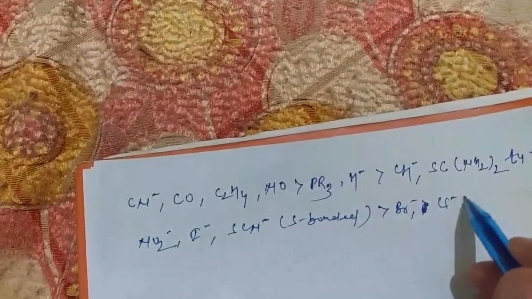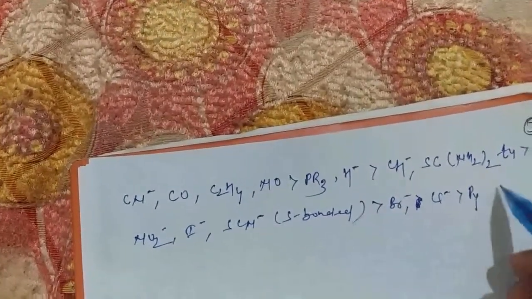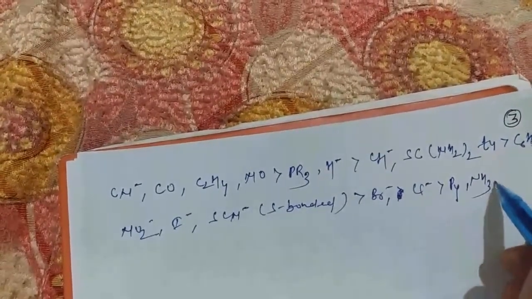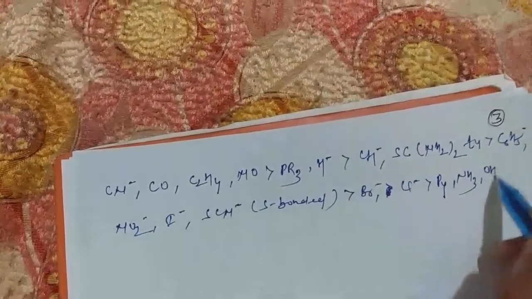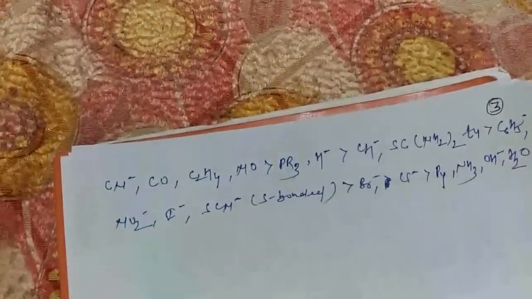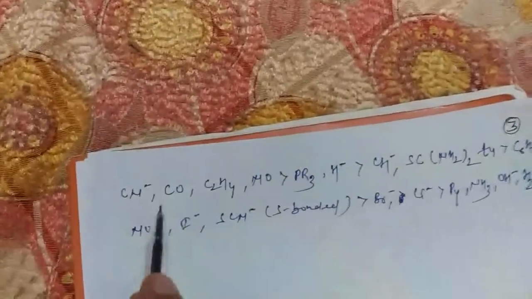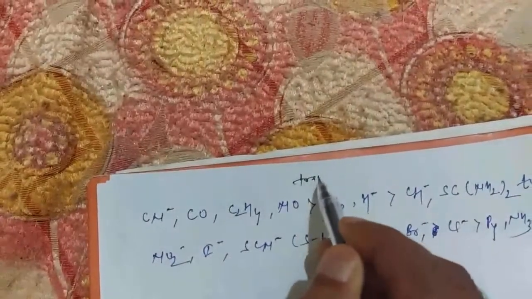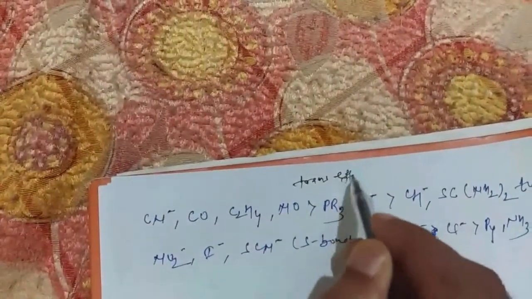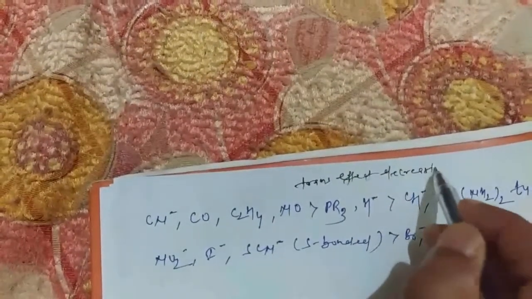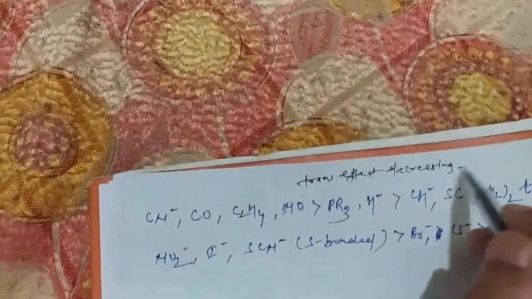Then we have pyridine, NH3, OH negative and H2O. So this is the order. The trans effect is decreasing in this direction, decreasing to this side.